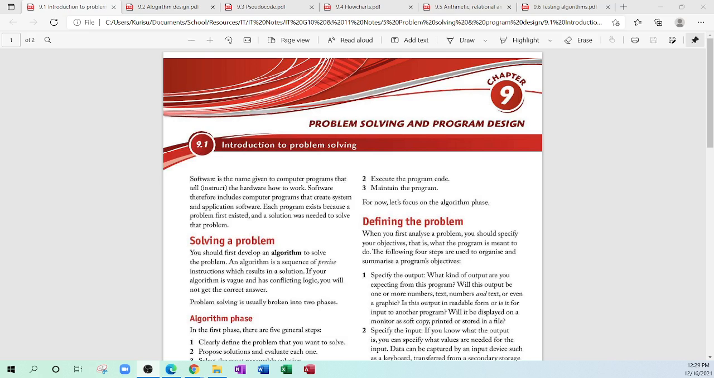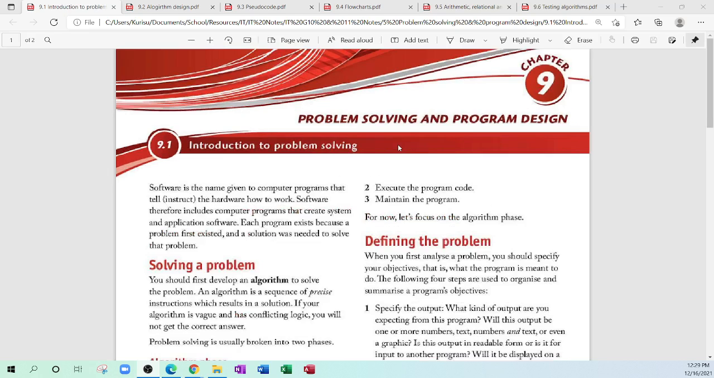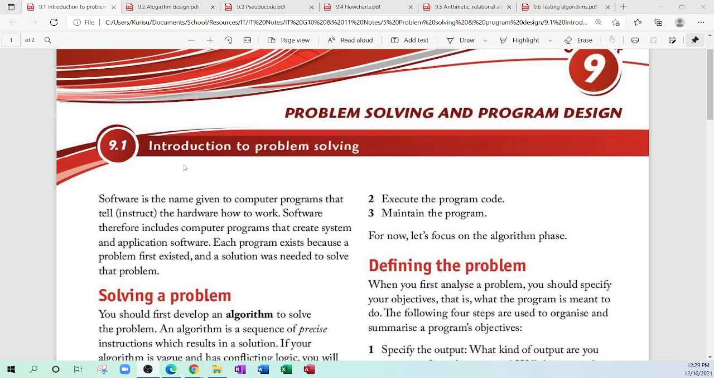Do you just pick a programming language, for example Pascal, C++, Python, and start typing the code and create the program? Or are there steps before that? That's what we're going to be looking at. There are, in fact, steps when it comes to creating a program, and we're going to be learning about what those steps are. So we're going to be starting with problem solving and program design, introduction to problem solving.